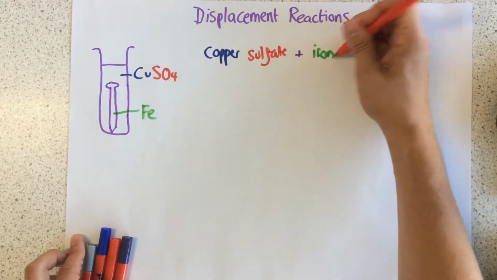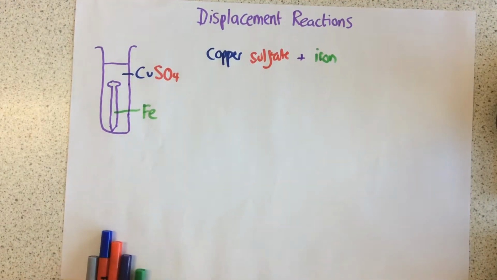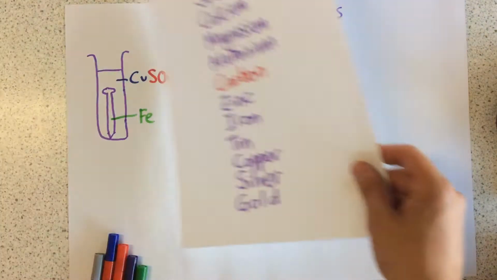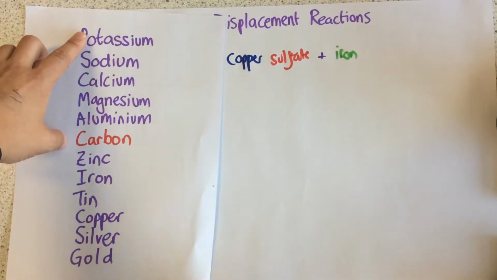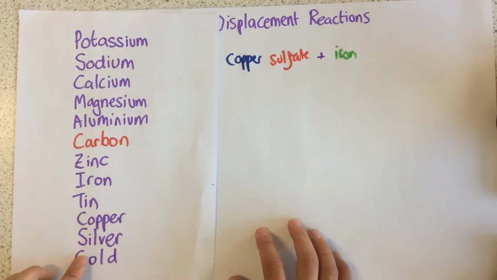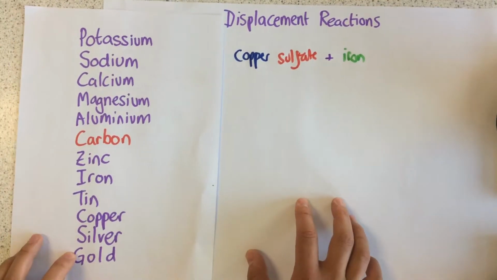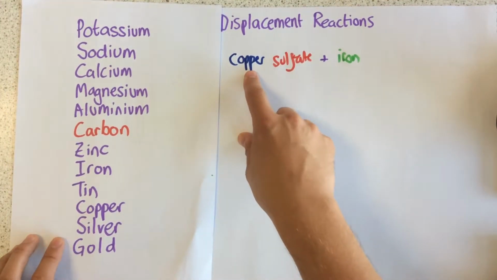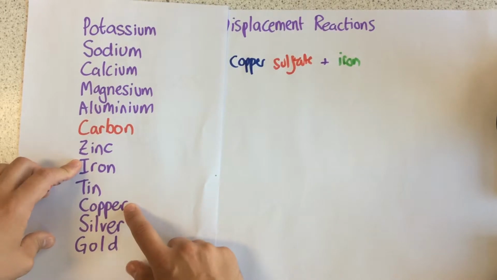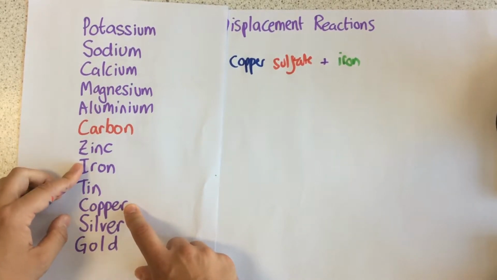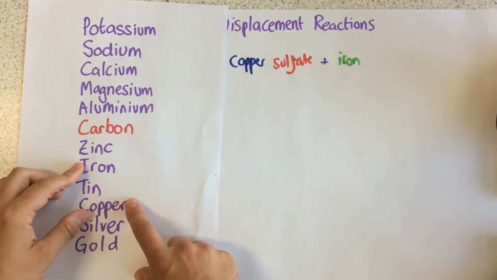Now, in order to see if a reaction is going to take place, I need to have a look at the reactivity series. If you remember, the reactivity series just has the most reactive elements near the top and the least reactive elements near the bottom. So the two things I'm going to be looking at is comparing copper to iron. So there is iron and there is copper. Because iron is closer to the top, it is more reactive than copper.